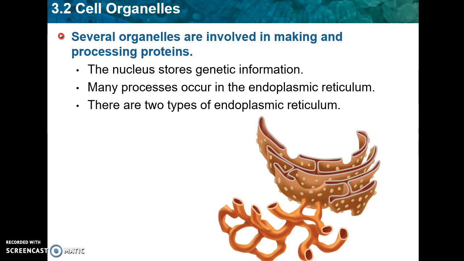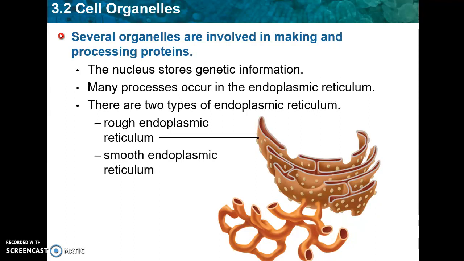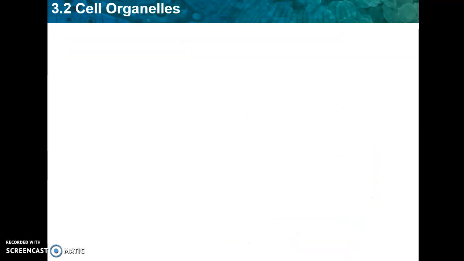So there are going to be two types of endoplasmic reticulum. There's the rough, which is endoplasmic reticulum that is studded with these ribosomes, and there is smooth, which is called smooth because it doesn't have that studding. Again, that top image is the rough endoplasmic reticulum, and the image that's a little bit lower down on the screen is the smooth endoplasmic reticulum.